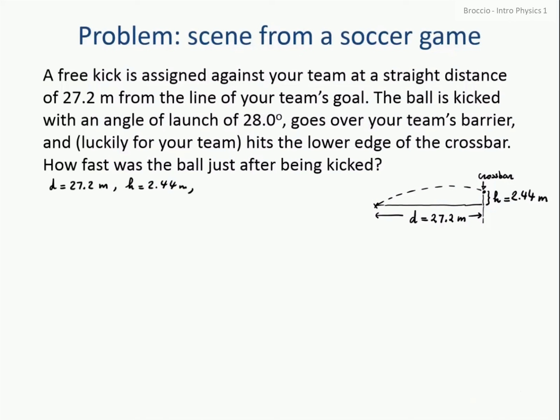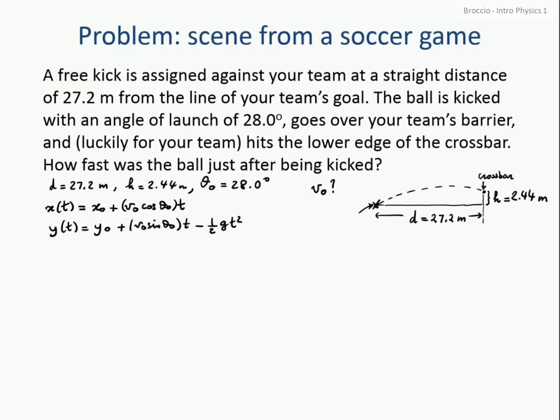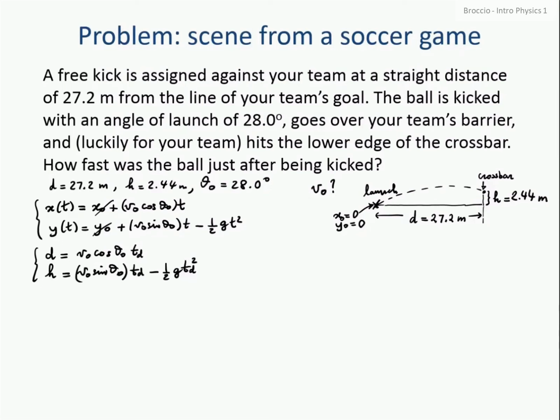Besides these two distances, we know the initial angle of velocity. Now we want to find the magnitude. Let's write the equation of motion for a projectile: x of t and y of t. If we set the origin at the launch point, then at the time it hits the crossbar, the ball will have an x-coordinate little d and a y-coordinate little h. Here we call t sub d the time at which the x-coordinate is equal to d.